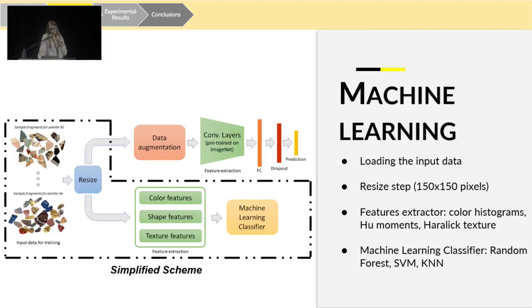For the machine learning approach instead, we used three very famous classifiers: random forest, support vector machine, and KNN. And in particular, due to the limited size of the fragments and the consequent lack of information, we decided to extract three visual features in terms of color, shape, and texture.